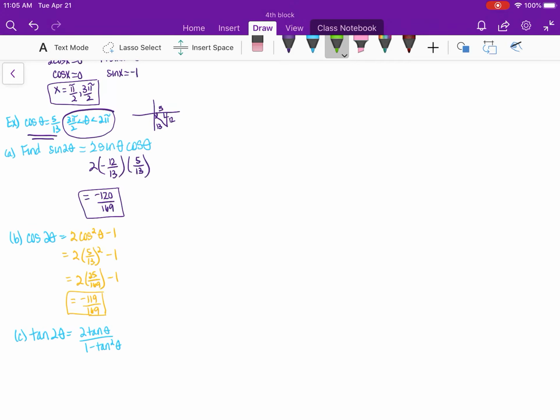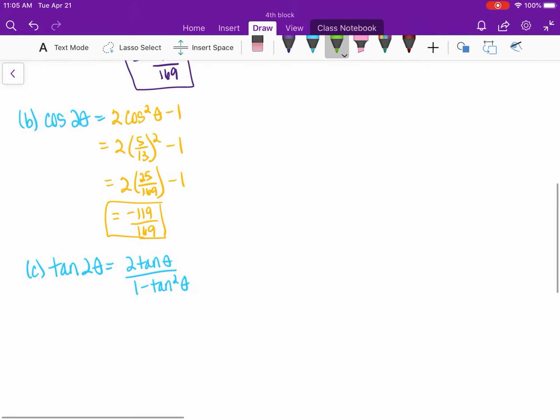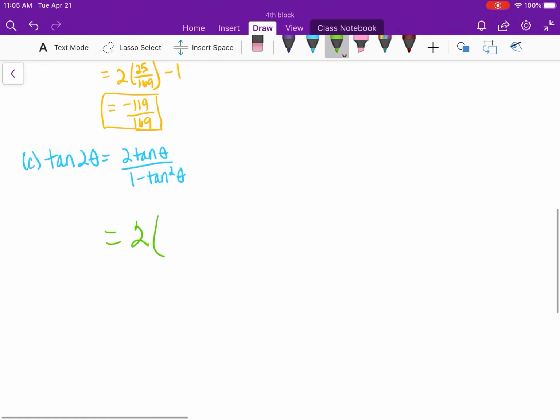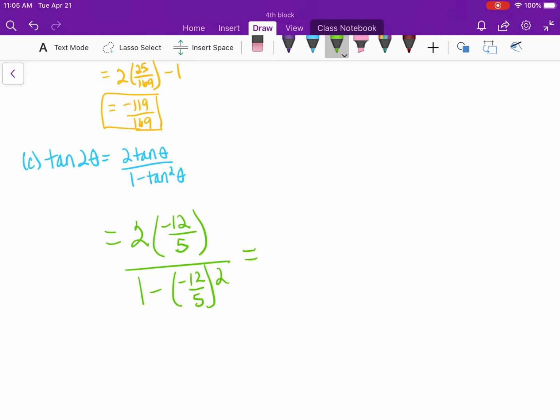And you're in quadrant 4, so is that going to be positive or negative? So I'm going to have 2 over, and what did we say, 12 over 5? So it would be negative 12 over 5. And then divide that by 1 minus negative 12 fifths squared. Okay, put all of that in your calculator, and you should end up with 120 over 119.